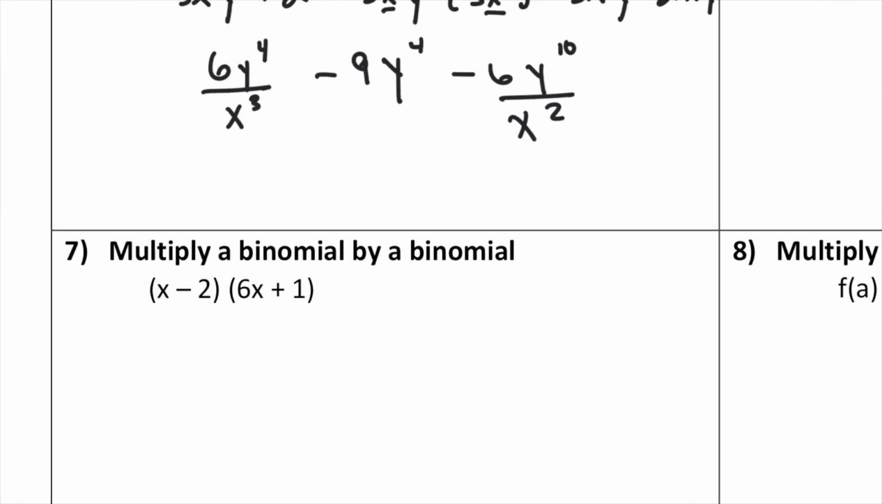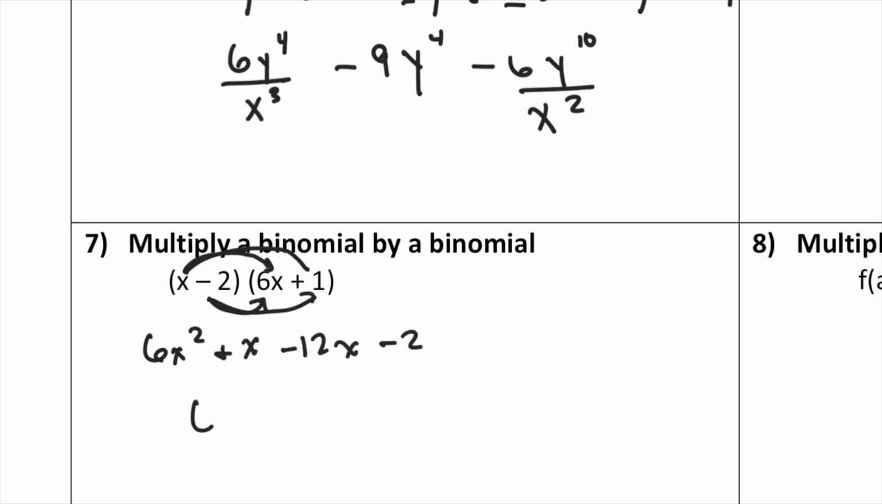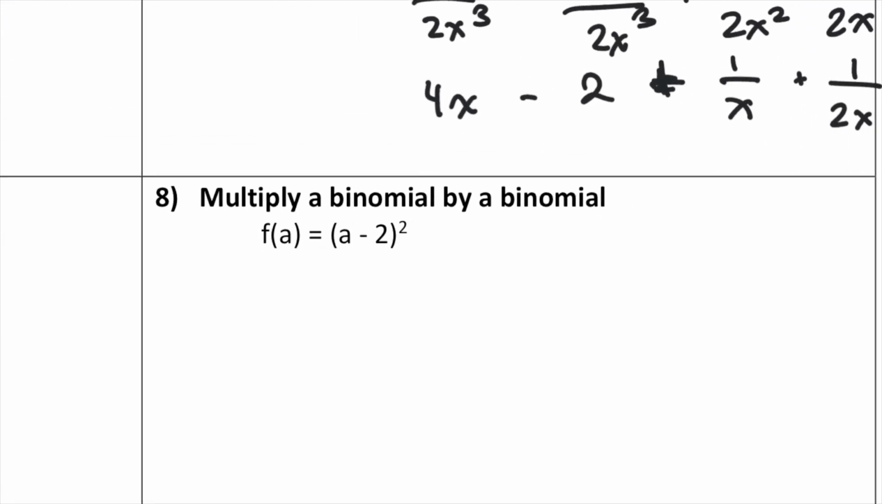Okay, so when you multiply a binomial times a binomial, take your x, multiply by 6x. Here we have 6x squared. X times 1 plus x. Okay, look at this. Negative 2 times 6, negative 12x. And then we have a negative 2. We will add our like terms, x squared minus 11x minus 2. Notice this is a trinomial, degree 2, with a lead coefficient of 6.